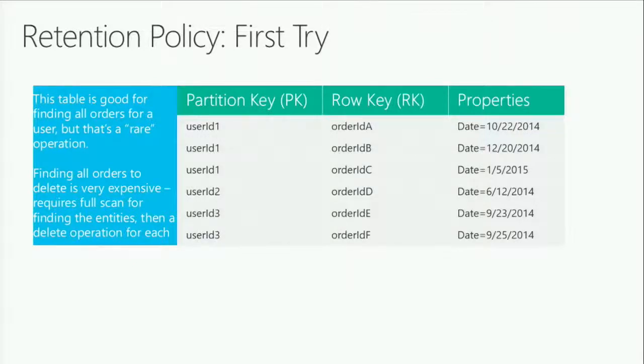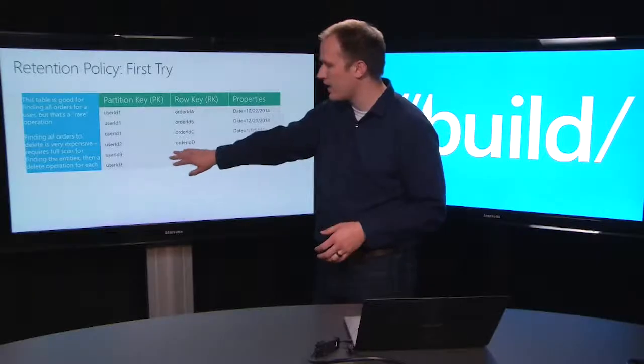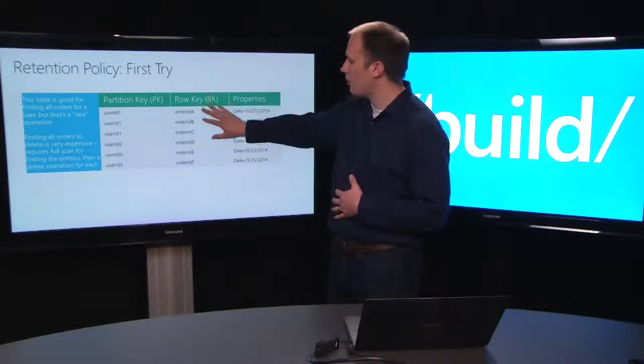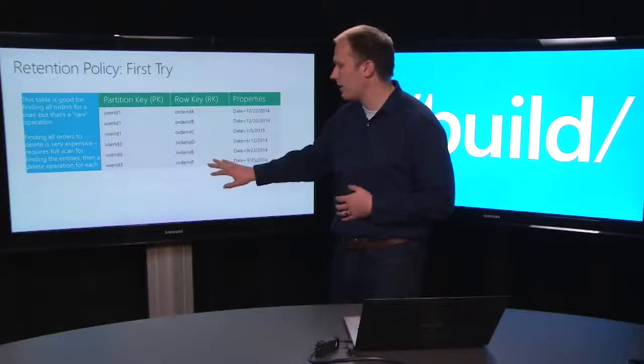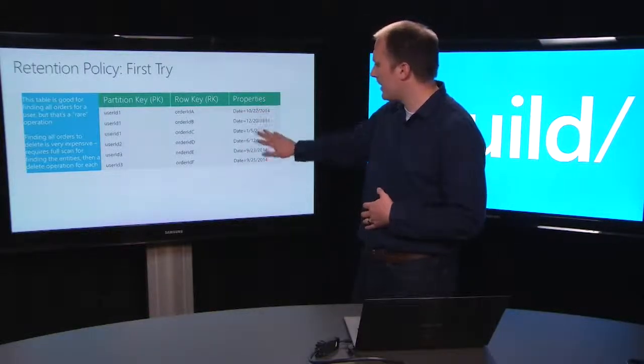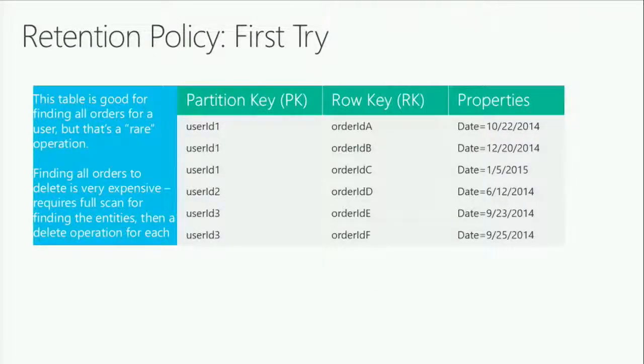So the first try here is, again, what you might do coming from a relational database. You have a partition key here from user ID. That's good. Then we add in a row key. That's the order ID within that user ID. And then some metadata about that order. This table is great for finding all the orders for a particular user, but we don't do that very often. It's also good for finding a specific order by a specific user ID.